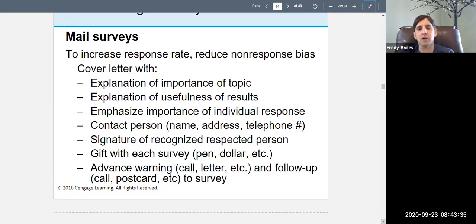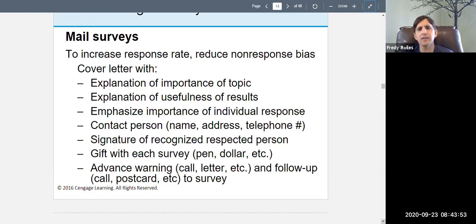Or a follow-up postcard. You got a survey a few weeks ago. If you haven't done so already, please fill it out and send it to us. So you can send them a postcard reminding them of that, or give them a call. If you have their number, all that will increase the response rate.